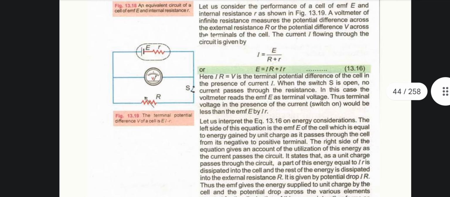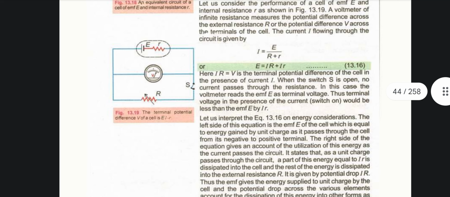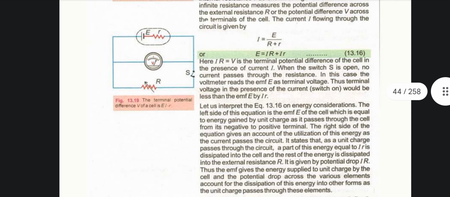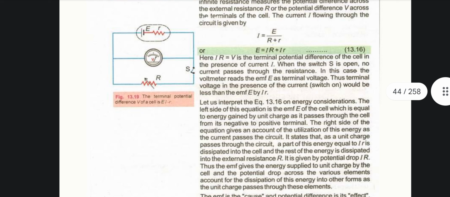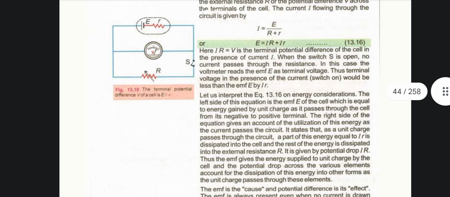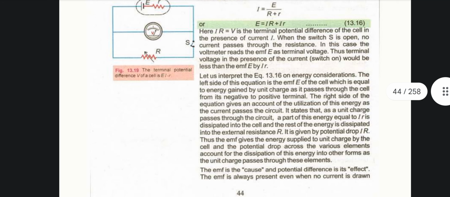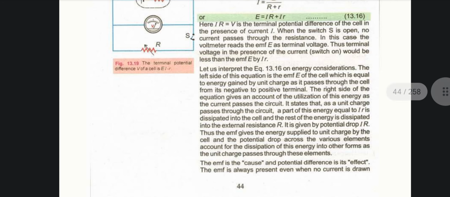Let us consider the performance of a cell of EMF E and internal resistance r as shown in figure 13.19. A voltmeter of infinite resistance measures the potential difference V across the external resistance R, the potential difference across the terminals of the cell. The current I flowing through the circuit is given by I equals E upon R plus r, or E equals IR plus Ir. Here IR equals V, the terminal potential difference of the cell in the presence of current I.